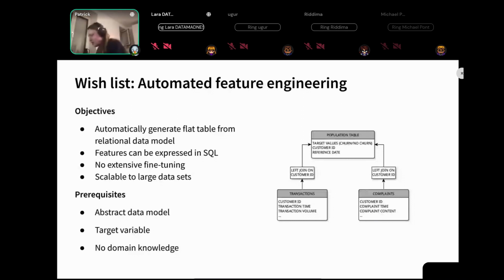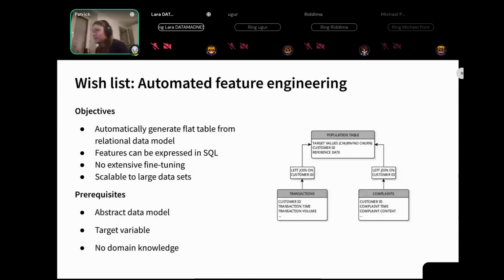The data scientist does not have to have a deep understanding of what drives customer retention in the banking sector, or how product returns in online retail work. The data scientist would only provide the data model, and then the data would speak for itself, and the automated feature engineering algorithm would automatically generate the features that we need. This is what we're looking for, this is our wish list, and this is what we hope to accomplish with automated feature engineering.